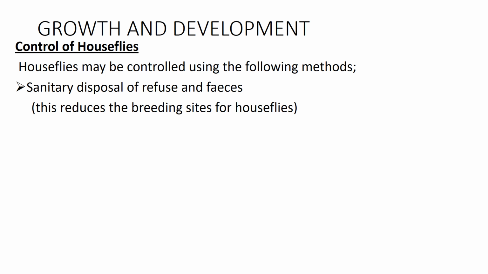Remember, houseflies, unlike mosquitoes, breed on rotten food. Mosquitoes, it is where water is. So wherever there's water, mosquitoes can breed. Well, houseflies, it's on rotten material. So when there's sanitary disposal of refuse and feces, it means there will be no breeding grounds for houseflies.